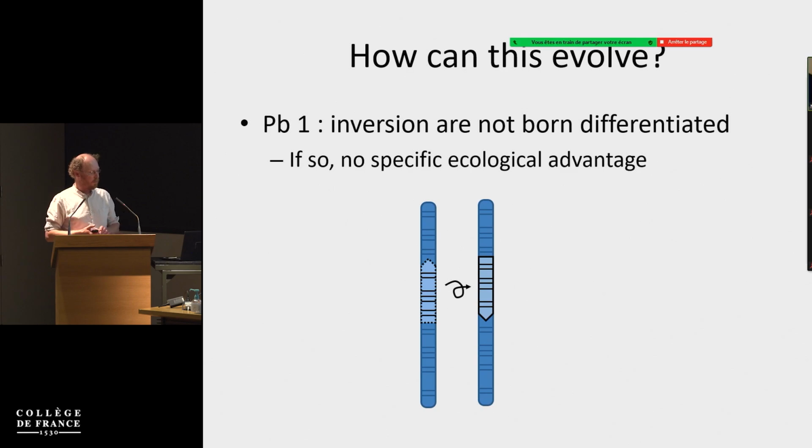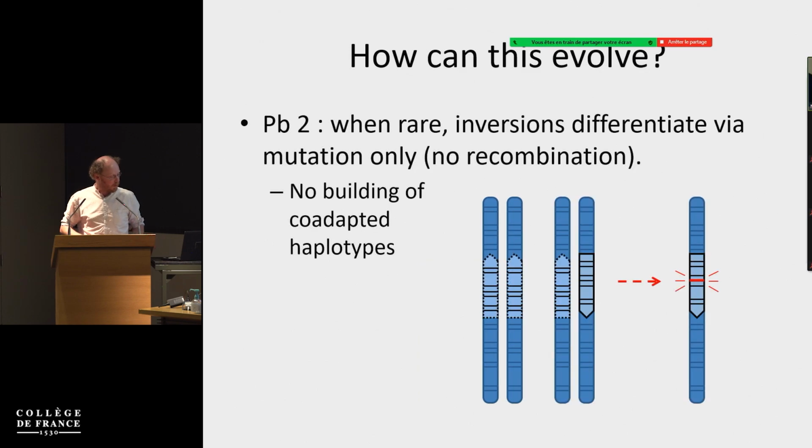So, but how can this evolve? The first problem is that inversions are not born differentiated because they come from a putatively recombining population. So there is no specifically an ecological advantage associated with an inversion unless it affects directly the genes or captures a series of genes which by chance happen to be co-adapted. But those genes need to be somehow segregating before the inversion comes. And so this is the problem.